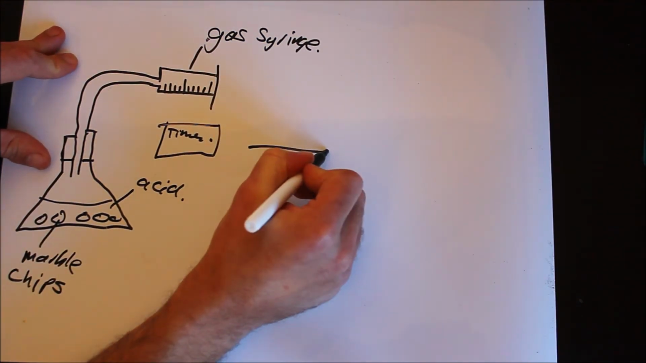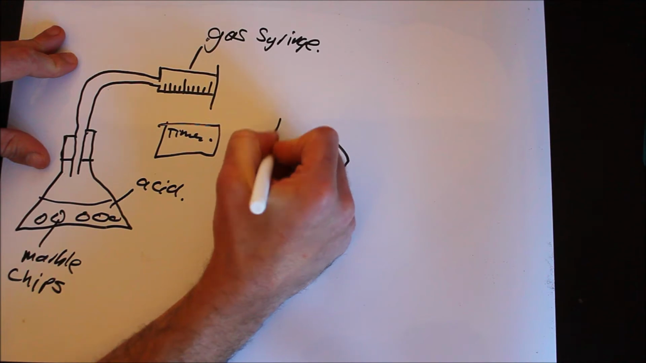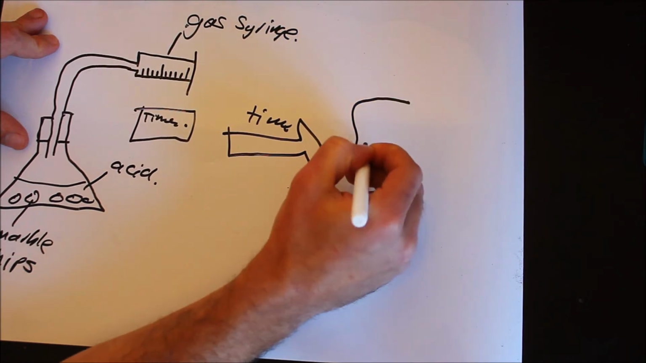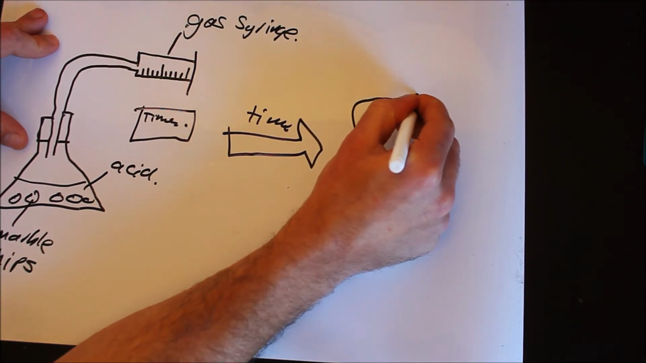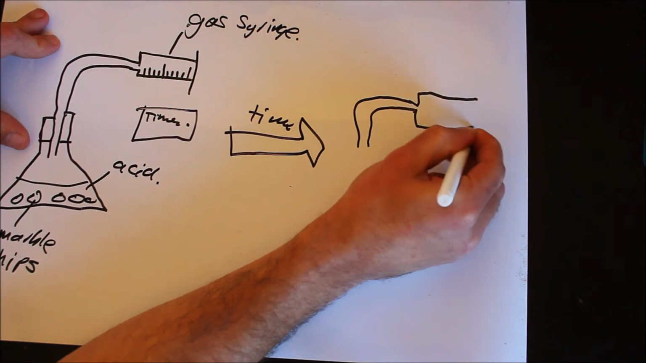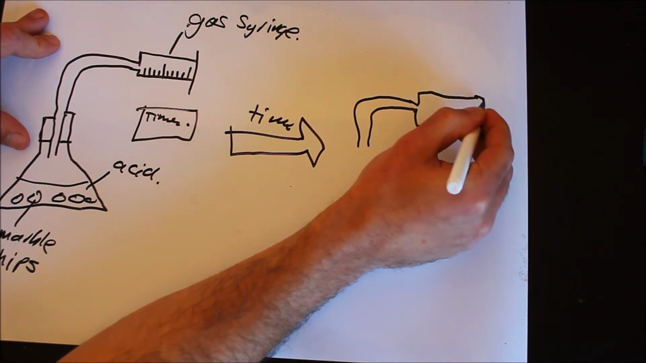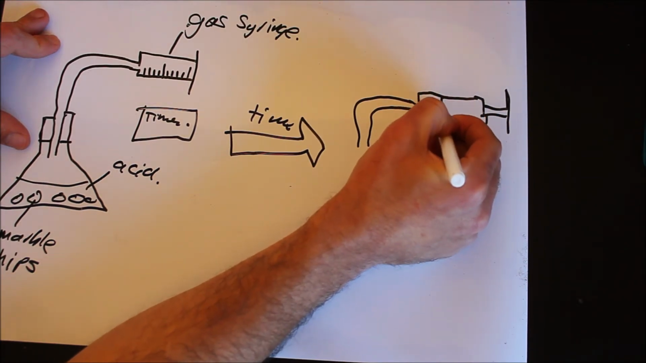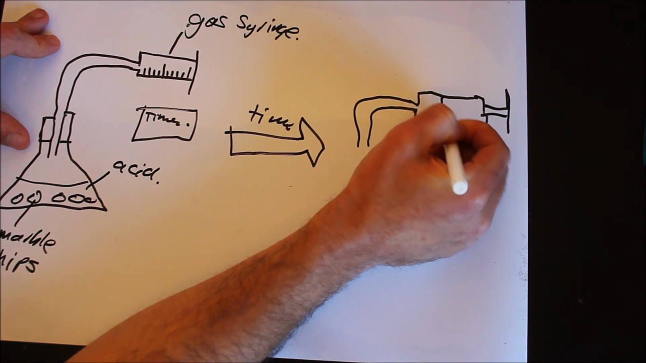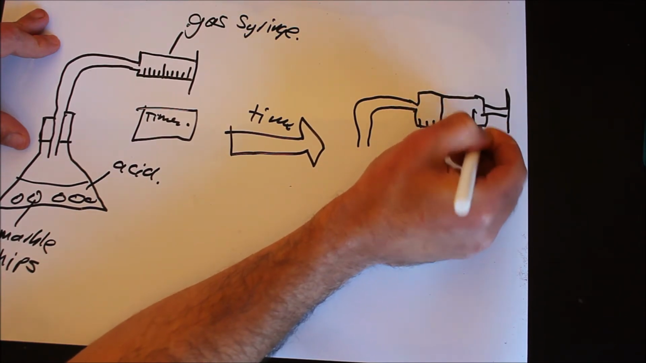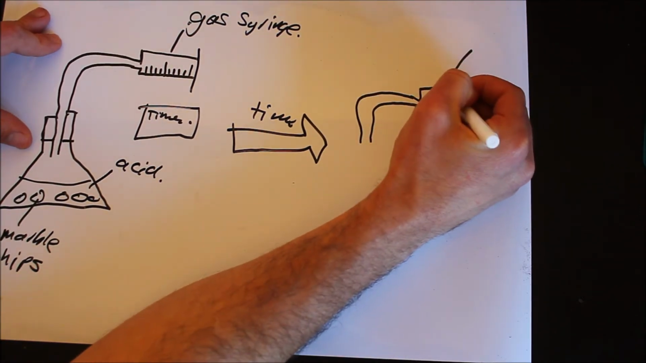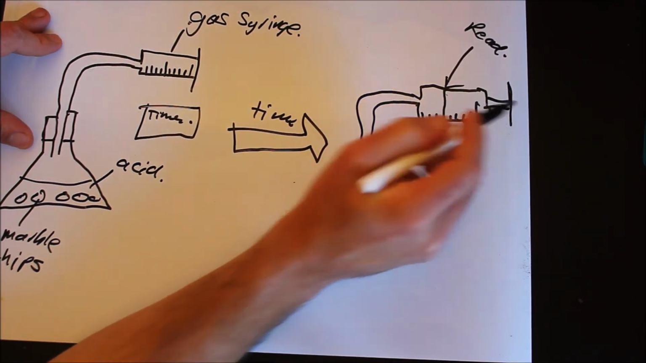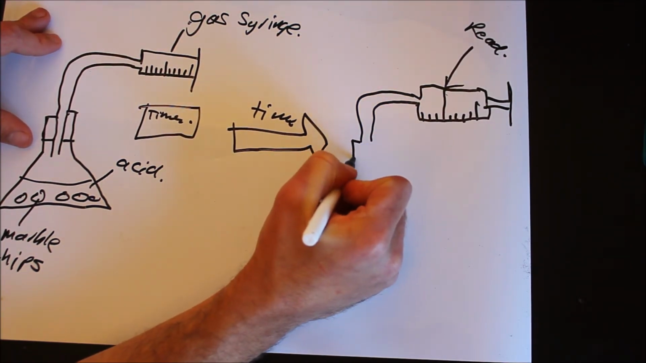Over time, what will happen is the gas syringe will have pulled back the plunger, and we'll see somewhere on there our reading. Okay, so we read this point. That's where the end of the syringe, the inside cylinder, goes to. And everything else is exactly the same.